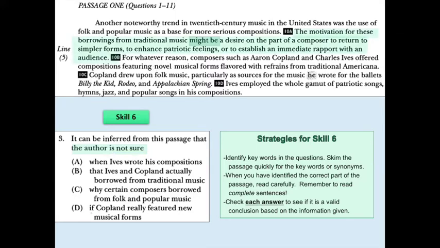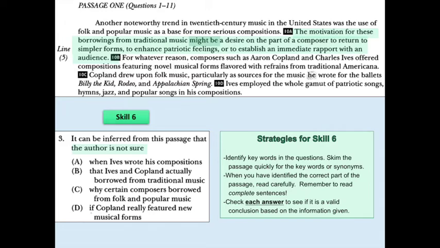So let's read this sentence. The motivation for these borrowings from traditional music might be a desire on the part of a composer to return to simpler forms, to enhance patriotic feelings, or to establish an immediate rapport with an audience. Okay, so the question is, it can be inferred from the passage that the author is not sure.